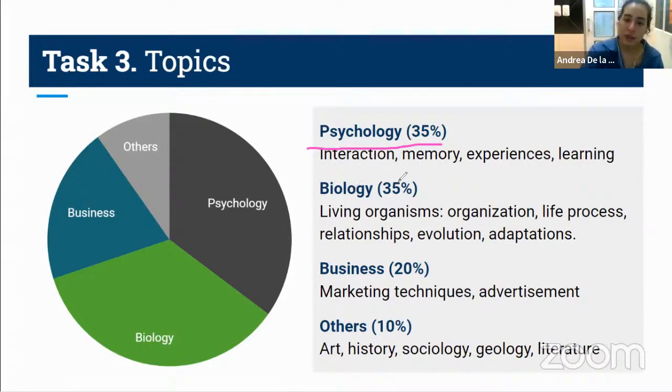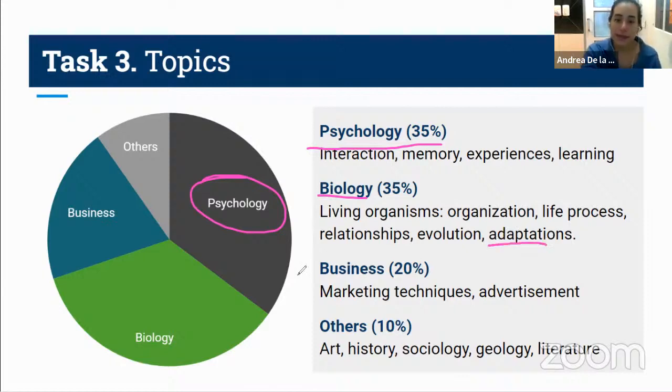That's psychology, very common. Sometimes you can have biology. It's another common topic. Now, you will never have human biology, but you do have biology related to animals and plants. So their organization, their lifestyle, how they relate to each other, their evolution, how they have evolved, how they have adapted to certain changes to their environment. Adaptations actually is really common here.